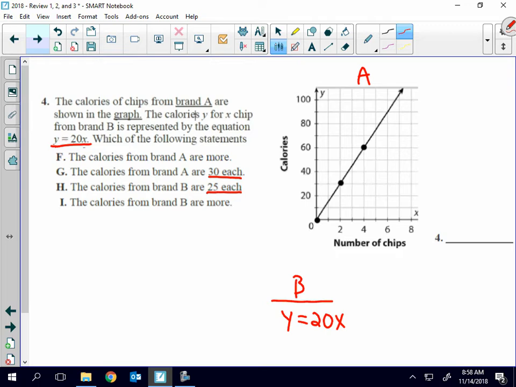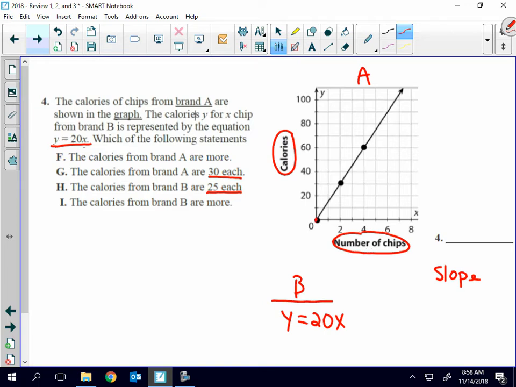Okay, so we're going to go ahead and figure out how many calories are there in each chip. Okay, calories per chip. Hopefully you know that means to look for the slope. We're looking for the slope. Okay, let's find the slope of the graph. You can use ordered pairs if you want, or you can count on the graph. I'm going to go ahead and count on the graph.